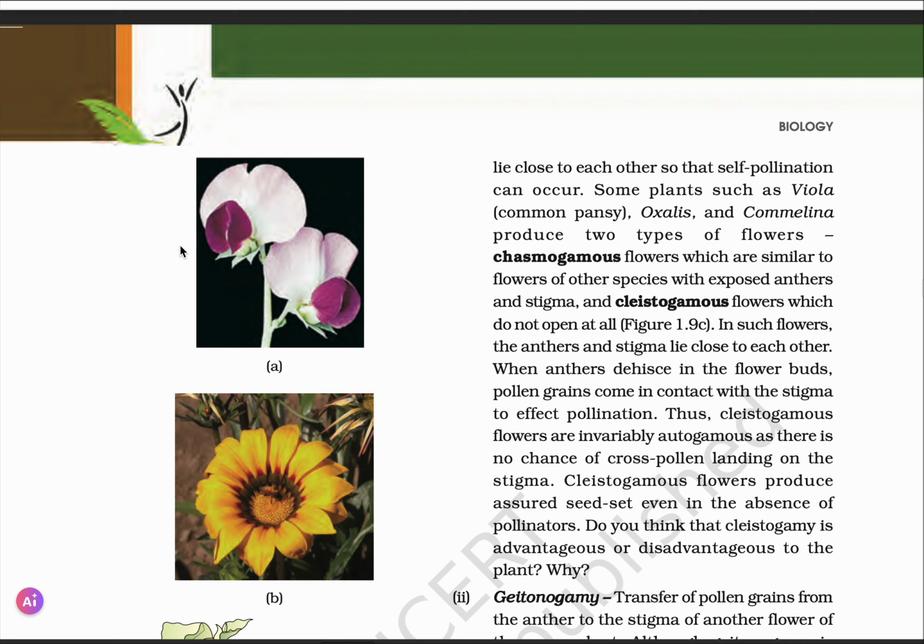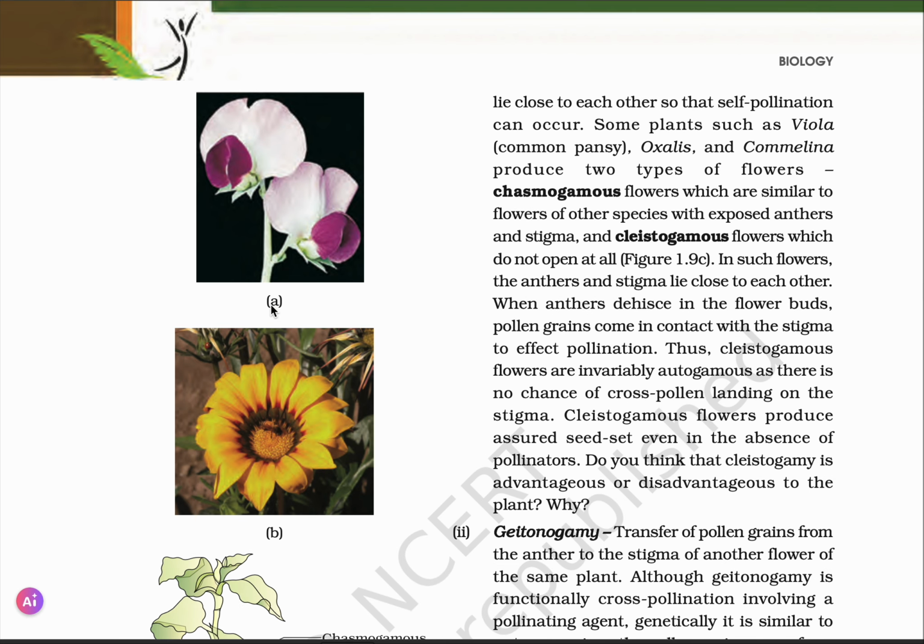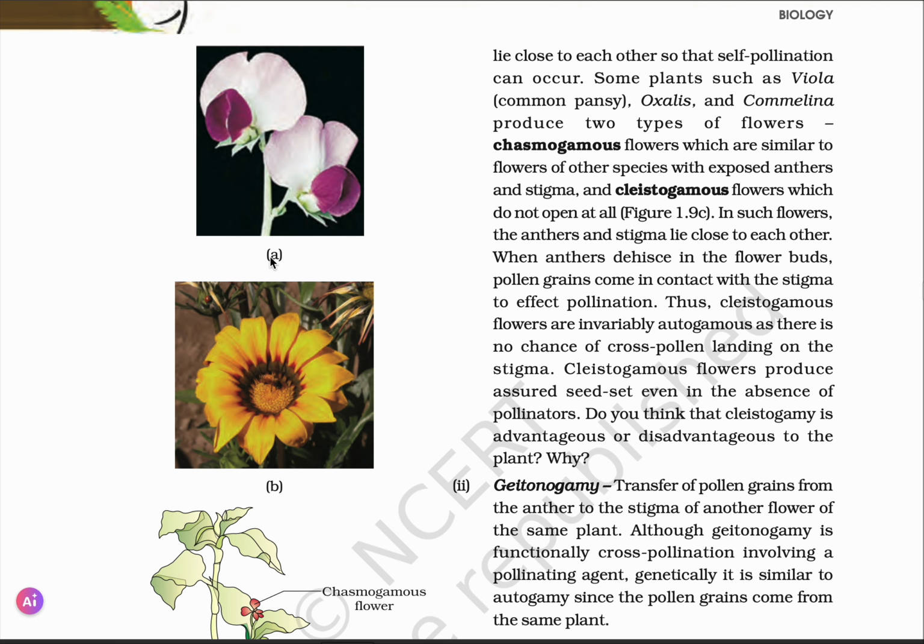Some examples which have chasmogamous flowers and cleistogamous flowers are viola, oxalis, and commelina. Viola is also called common pansy, and we could remember this by COV. I have remembered COV through COVID: commelina, oxalis, and viola.